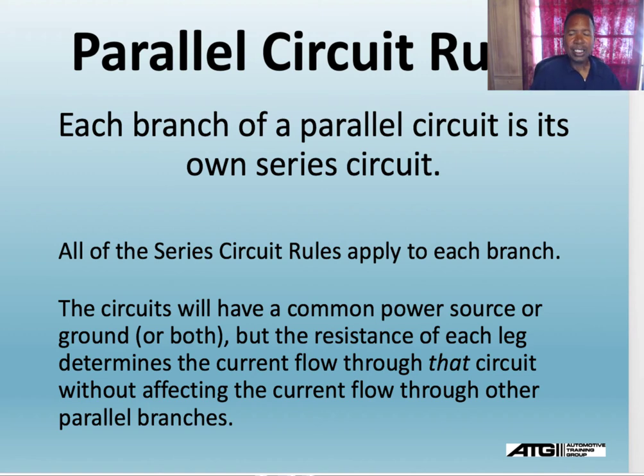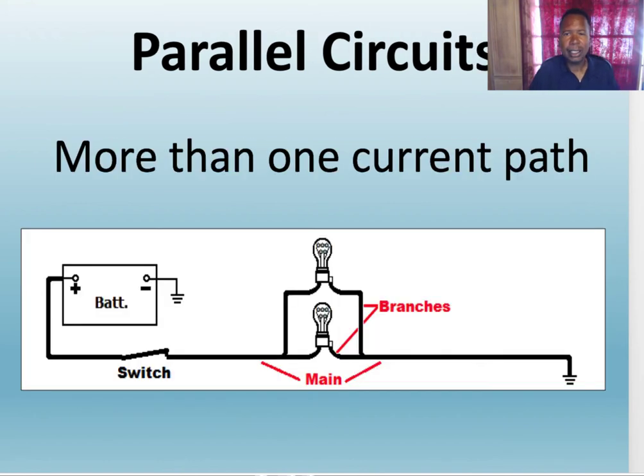But the resistance of each leg determines the current flow through that circuit without affecting the current flow through other parallel branches. And again, basically, what I'm saying here, if you look at the diagram, if this top light blows out, it will not affect this, and vice versa.